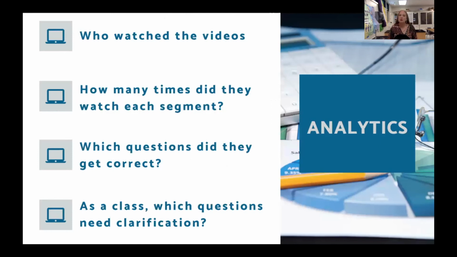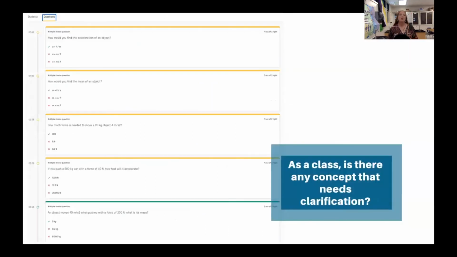And you can also look at, as a class, which questions need clarification. So instead of choosing student, you can choose questions. And it's going to show you all the questions that you put into that video. Yellow means that about half the students got it, half didn't. So you might want to look at those questions to see, okay, is this something I need to talk about in the next day in class? Is this something I need to clarify?